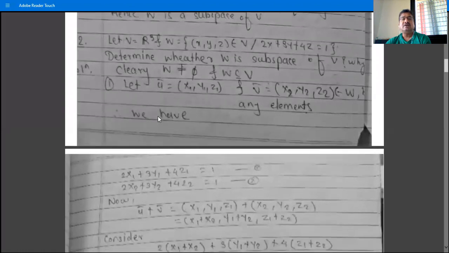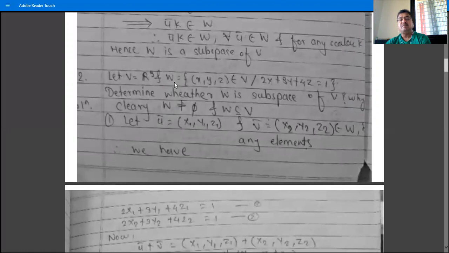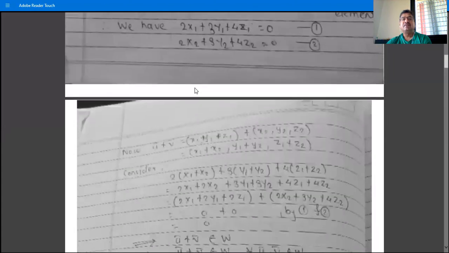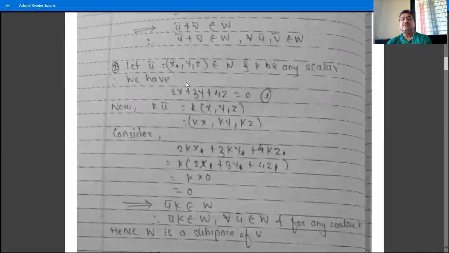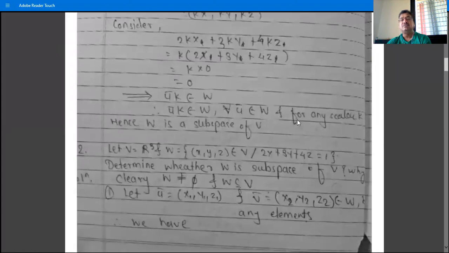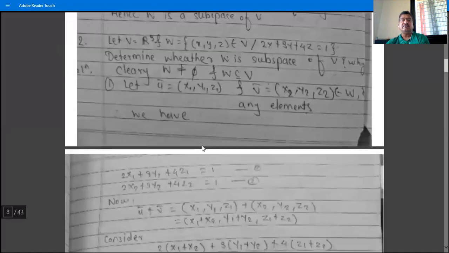Next, we have to check whether W satisfies the remaining two conditions of a subspace. What are the two conditions? The first condition: the addition of every two elements of W belongs to W. The second condition: for any scalar k, an element of R, and any element u of W, the scalar multiplication ku belongs to W. If W satisfies these two conditions, then we say that W is a subspace. Otherwise, if one of the conditions fails for W, then W is not a subspace of V.